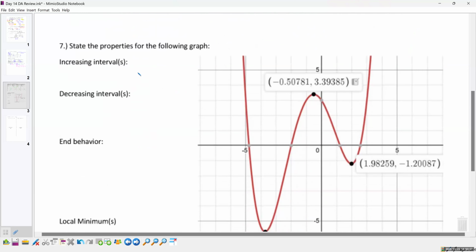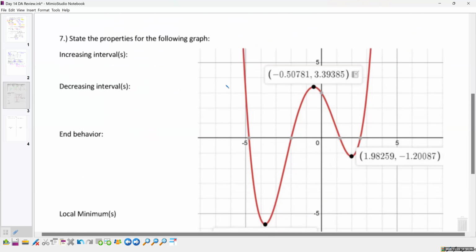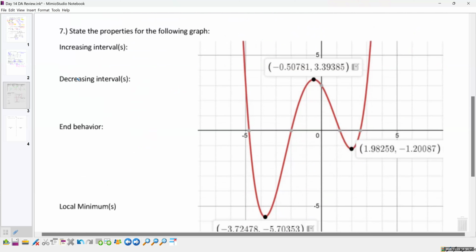We've got some properties, and then we've got some division. We've got this really nice graph, and we're going to state all the properties. I'm going to start by highlighting the increasing and decreasing intervals. I'm going to highlight the increasing intervals in yellow and the decreasing intervals in green. And I notice as I start my graph and I move down, it's decreasing. And then after that point, it switches to increasing. And then it switches to decreasing. And then again, it switches to increasing.